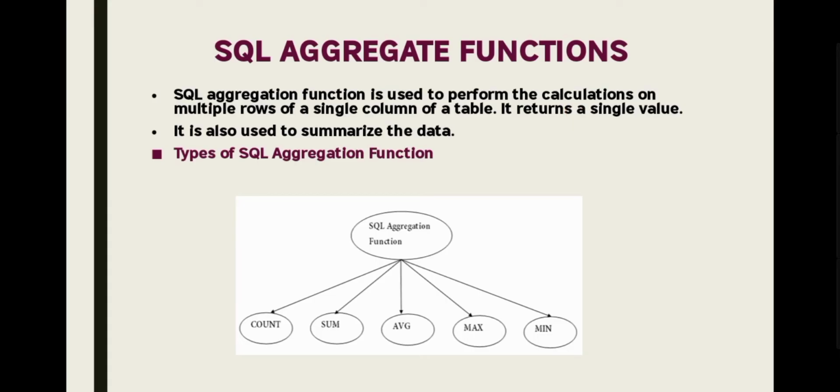My topic is aggregate function. What is aggregate function? SQL aggregate function is used to perform the calculation on multiple rows of a single column of a table. It returns a single value. It is also used to summarize the data. Types of aggregate functions: there are 5 types. First one count, second sum, third one average, fourth one max, and fifth one is min.